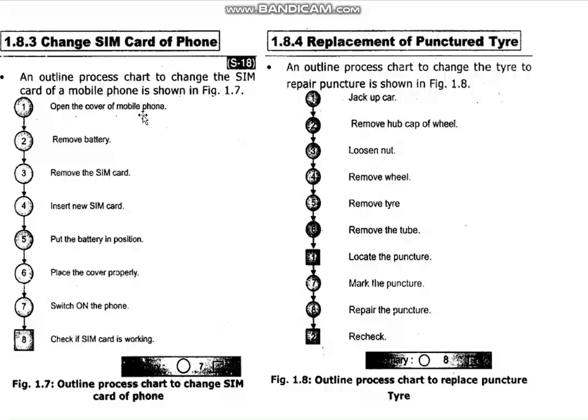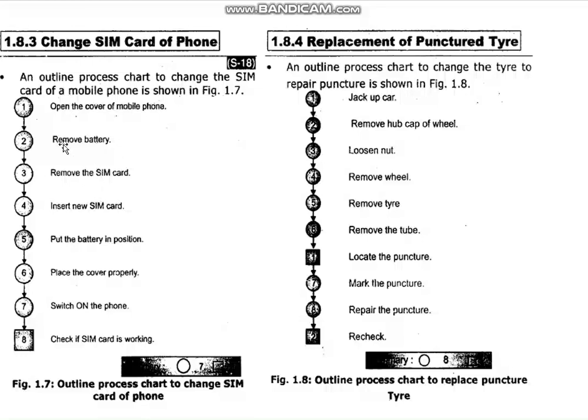Open the cover of the mobile phone, remove the battery, because under the battery the SIM card was there previously. Remove the SIM card, meaning remove the old SIM card, and insert the new SIM card. Put the battery in position, place the cover properly, then switch on the phone and check if the SIM card is working. These are the various activities and the sequence of the activities.